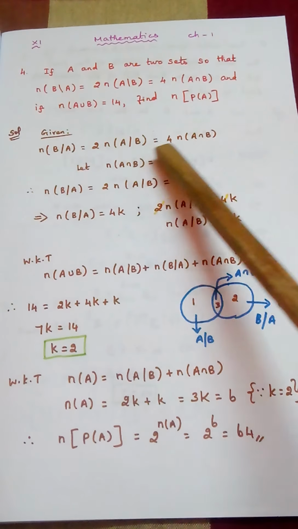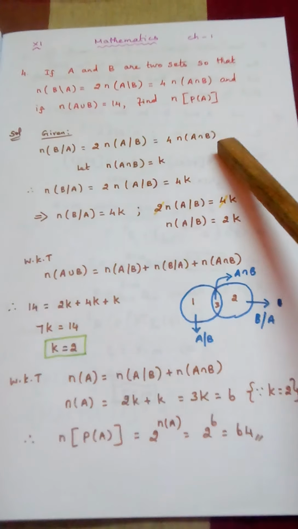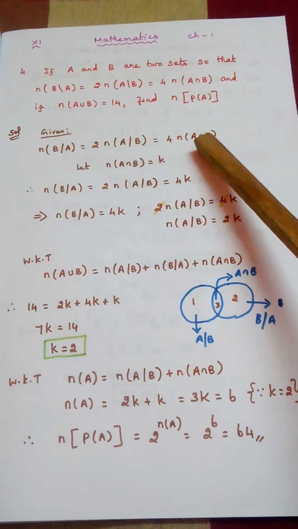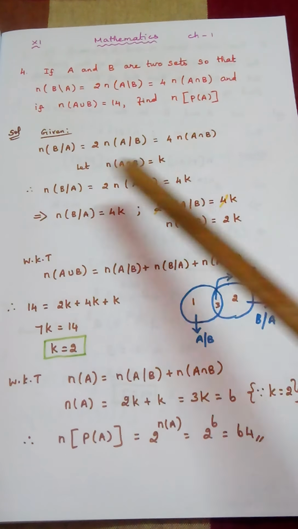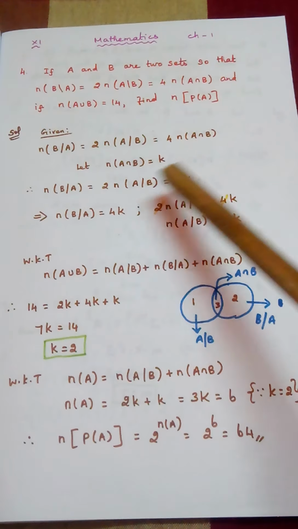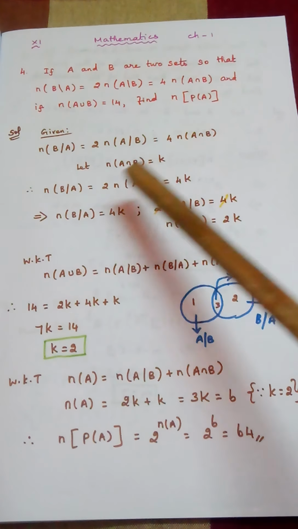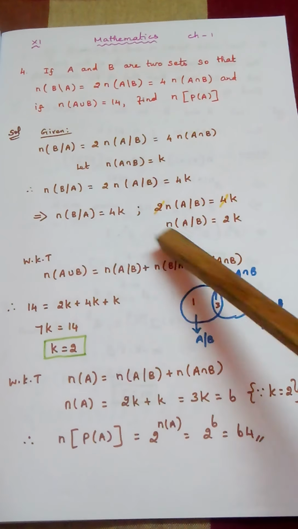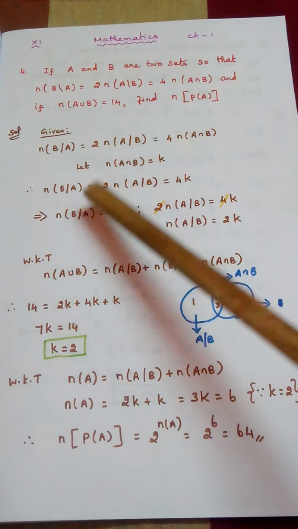This is the condition given to us. All the three are equal. The important thing is we have taken n of a intersection b as k, so that it becomes 4k. Now we have equated first and third, so we got one value. Second and third, 2 and 4 get cancelled. So n of b difference a, n of a difference b, we got values in k.